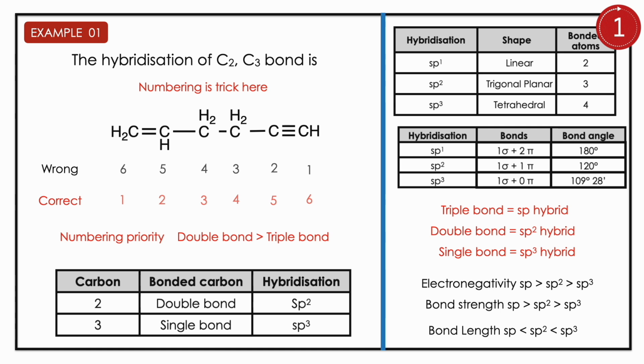So if you look at it, C2 is a CH and C3 is CH2. A carbon connected with a double bond means it is sp2 hybridization. A single bond means sp3 hybridization. So the hybridization of C2 and C3 is sp2 and sp3 respectively. The concept you have to learn here is that the double bond has higher priority than the triple bond.